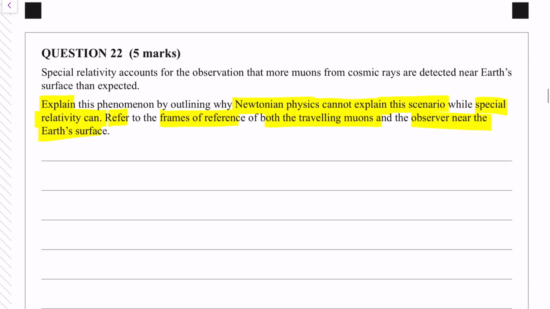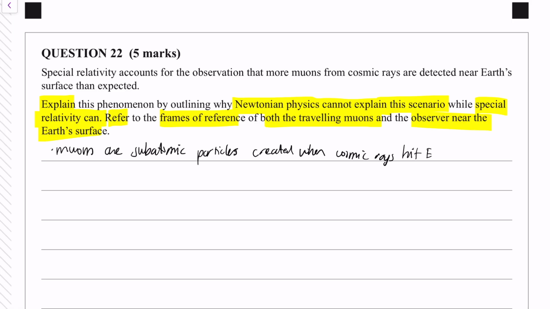So let's look at Newton's view. So what we'd expect as the observer on Earth. Okay, so we can say that muons are subatomic particles created when cosmic rays hit Earth's atmosphere.